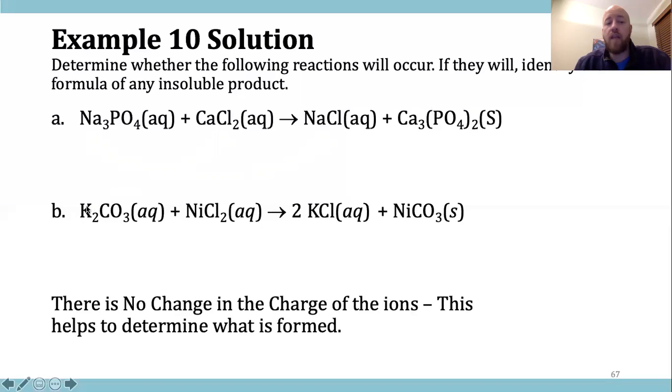Potassium carbonate: potassium is a rule number 1 ion, so the potassium is still going to be aqueous. But nickel and carbonate are in the carbonate, and carbonates were generally insoluble, so they're going to make a solid product. And so we have to fill in this and then also balance the equation.